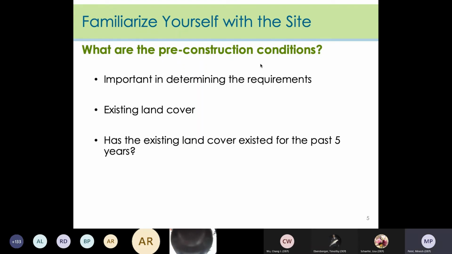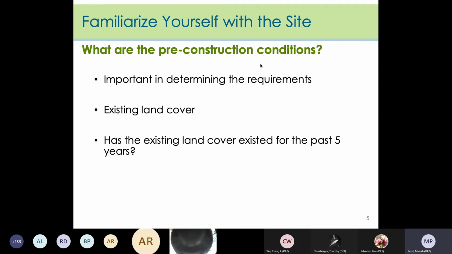So again, just reiterating the same ideas from before, it's important to understand the pre-construction conditions. You want to know them because you want to know what the requirements are going to end up being. You want to know the existing land cover, and for a certain scenario, you may want to understand what the land cover has been for the past 5 years and make sure that the rule is being applied to the most pervious cover that was on that site at that time.